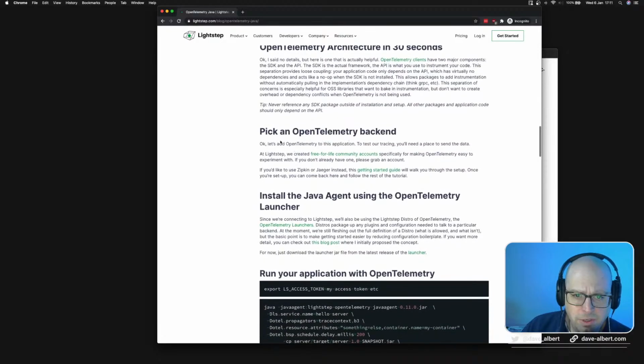Pick an open telemetry backend. Free for life commands. Zipkin or Jaeger. Okay.